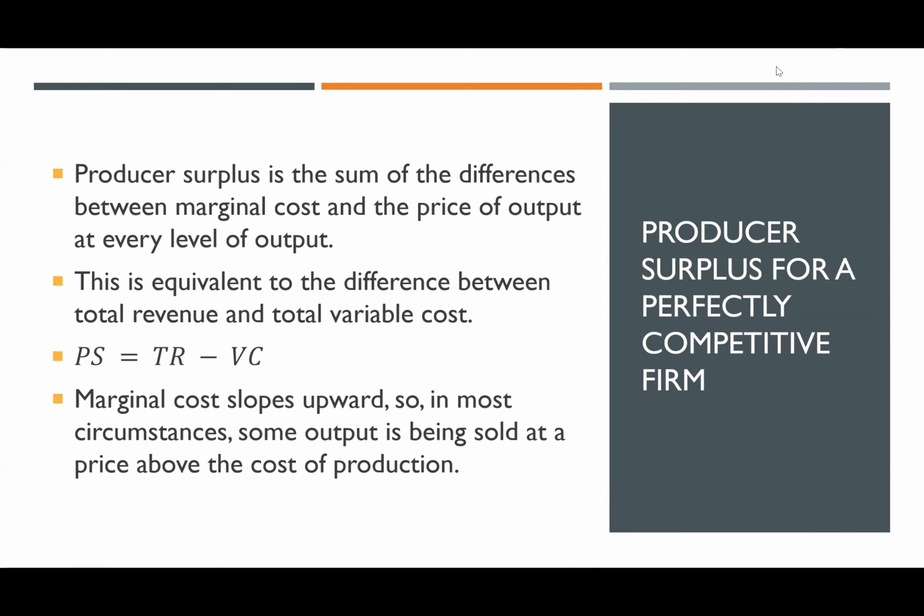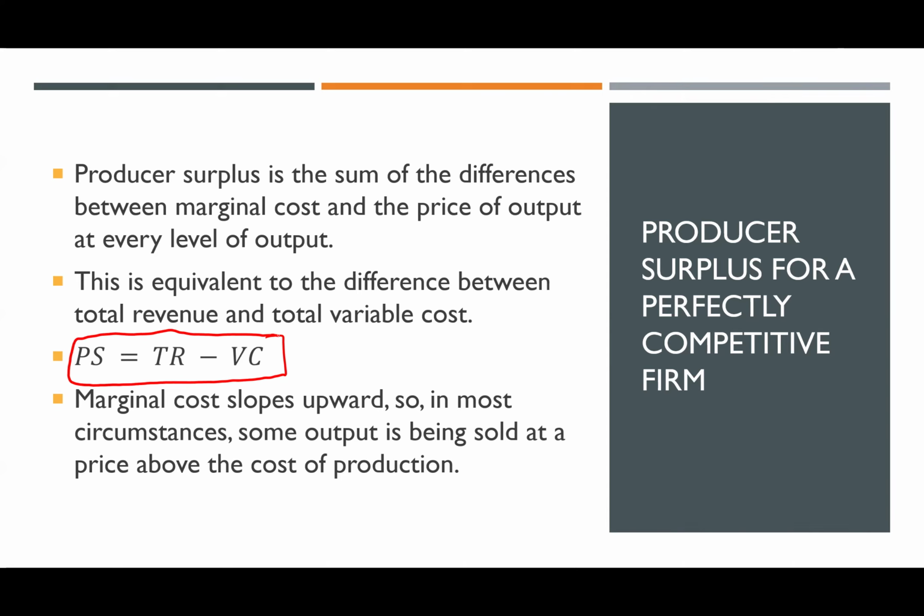So when we define producer surplus, it's that difference between what the firm can produce a good at in terms of cost, their marginal costs, and the price that they get for each unit of their output. Okay, so it's that difference between what they can sell the good for and what it costs them to make it. We can write this mathematically as producer surplus is the difference between total revenue and variable costs. Okay, that gets us that difference between the cost of production and total revenue from selling it.